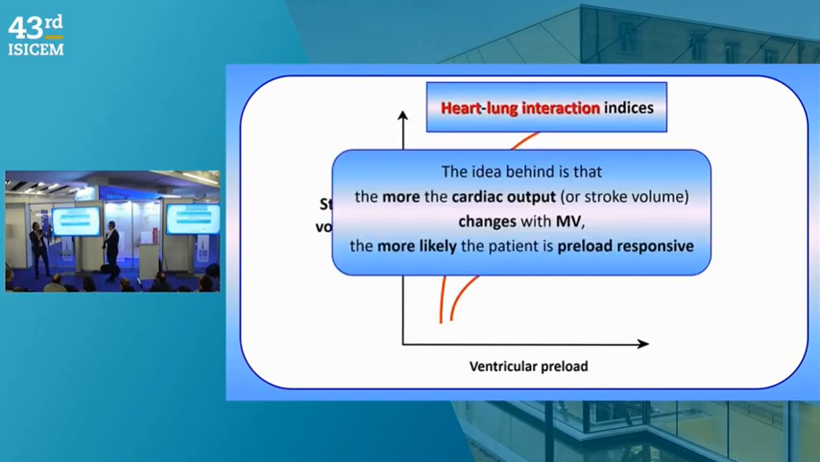The idea behind the heart-lung interaction, and I don't want to go into detail, is that the more the cardiac output, or the more the stroke volume changes with mechanical ventilation, the more likely the patient is preload responsive. This is the general idea behind it. I don't want to go into detail, but you know this, I think.